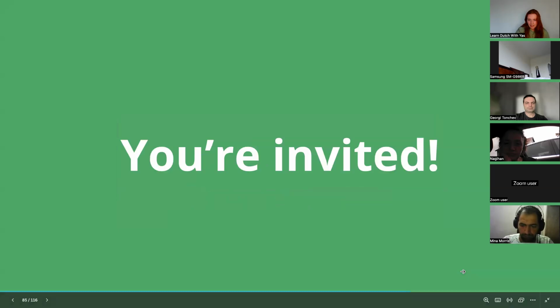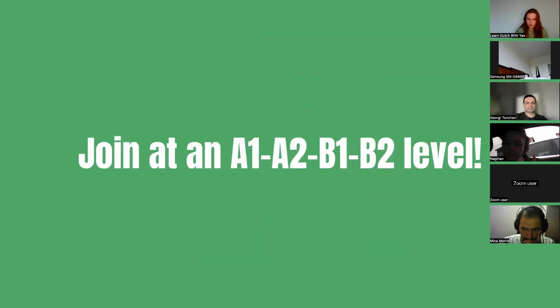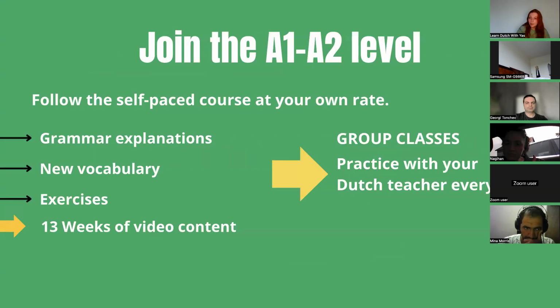You are invited into the Dutch Master Academy and our A1, A2 group classes, or our B1, B2 conversation classes. So depending on your current level, you're invited in the A1, A2s or the B1, B2s. What is the difference? So you can join at every level. The A1, A2 level. What is this gonna be?